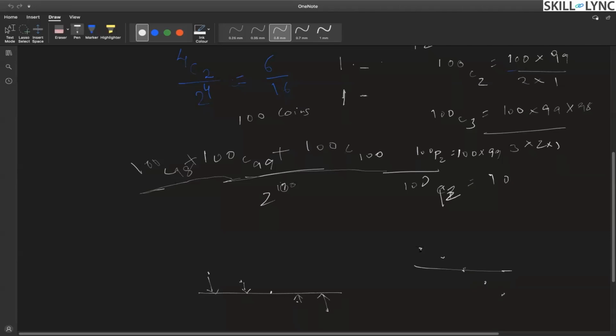For this, 1 minus 3, which is minus 2. For this, 2 minus 3, minus 1. This is 3 minus 3, which is 0. This will be 4 minus 3, which will be 1. This is 5 minus 3, which will be 2.